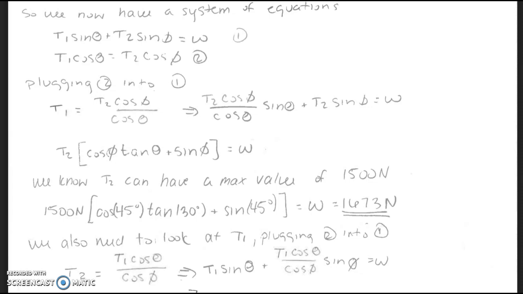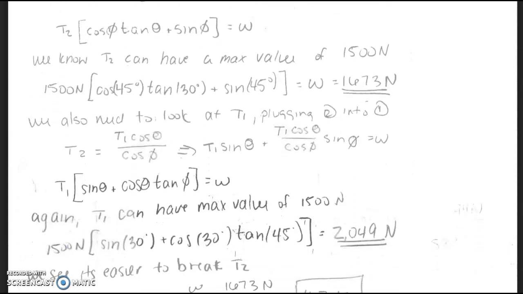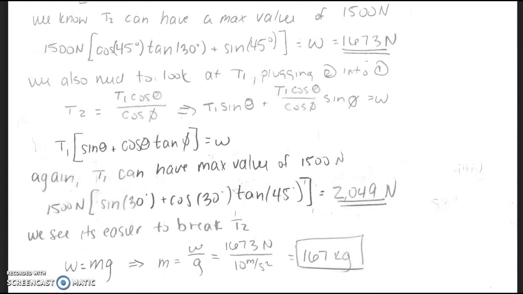We could solve for mass from here, but we don't know if this is actually our answer, right? Because we need to look at the case of what happens if T1 instead was 1,500 newtons instead of T2. So this time I solved for T2 using equation 2 instead and then plugged it into equation 1. And when I did that, I got an expression here, somewhat similar looking, because we do have some symmetry going on here, not exactly the same. So we have tension 1 is this multiplied by all this trig stuff again.